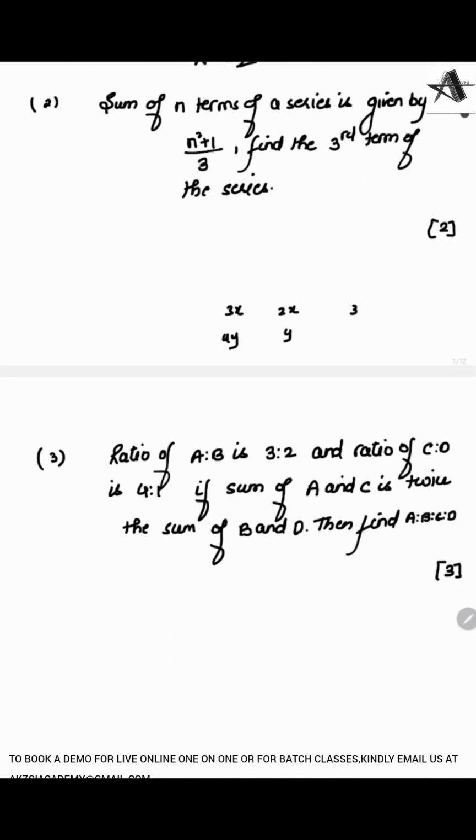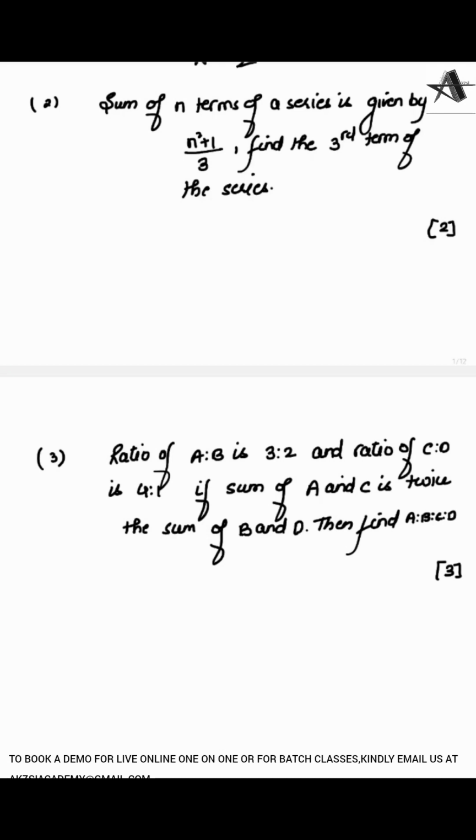Next is the sum of n terms of a series is given by n squared plus 1 over 3. Find the third term of the series. See, this type of questions I have done in my live classes that I take, and I found that 98% of the students committed the same mistake. They actually calculate the third term by putting n is equals to 3. Now you might be thinking, what else are we supposed to do?